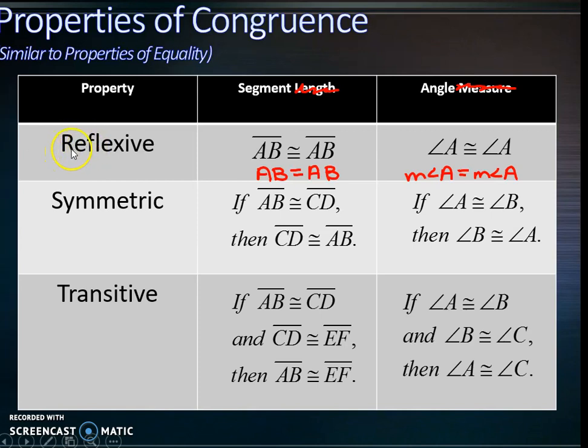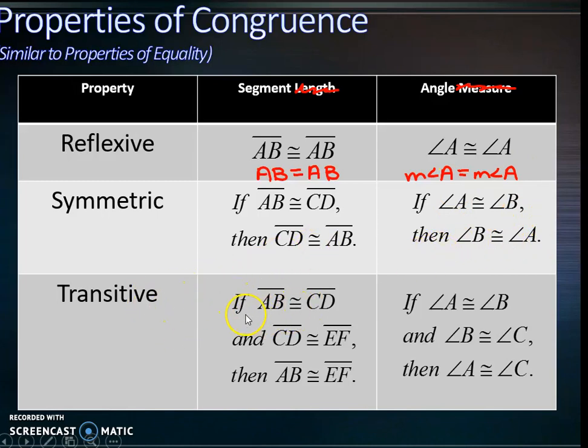So reflexive is repeat. RE, repeat. Angle A is congruent to angle A. Same, repeat. Symmetric is if segment AB is congruent to segment CD, then CD is congruent to AB. So when you switch, that's symmetric. S for switch. If angle A is congruent to angle B, then angle B is congruent to angle A. When you switch, same thing. That is symmetric for congruence.